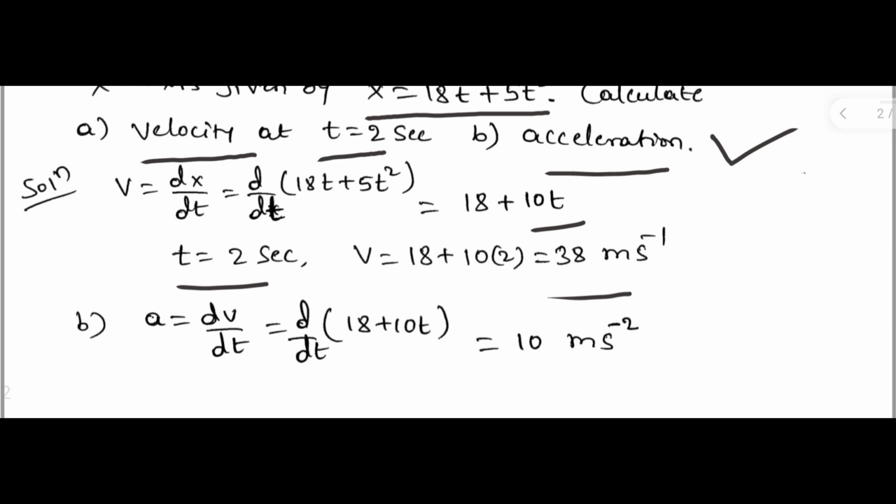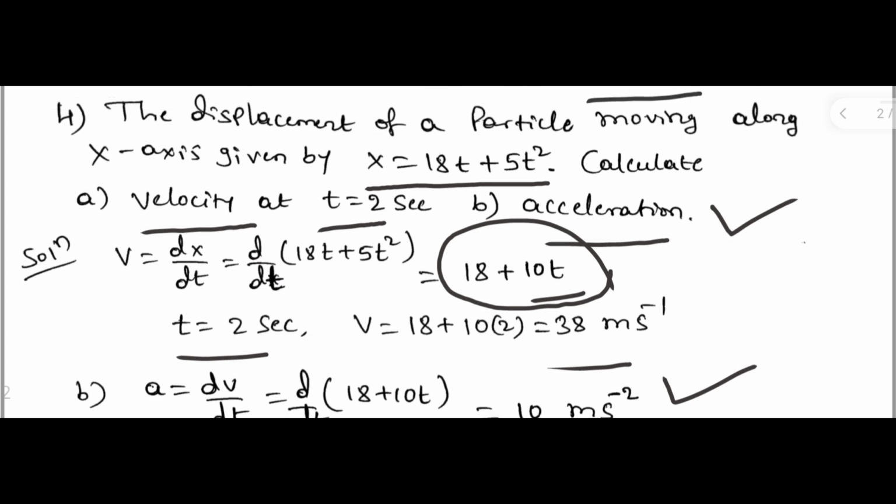One more differentiation gives the acceleration. We have the velocity: a equals d by dt of velocity. The velocity is 18 plus 10t. Here 18 is a constant, so it vanishes; the remaining is 10t. After differentiation we get 10, as the differentiation of t is 1. So 10 meter per second square. This is the required acceleration. Okay, thank you.